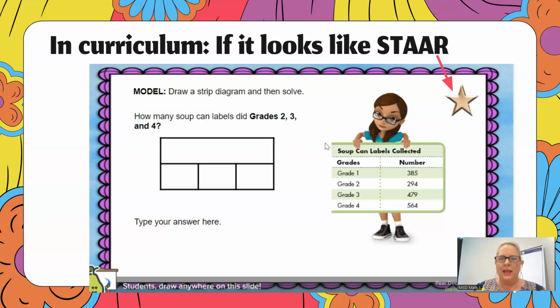So like this question is actually from your textbook, and we just added a little piece to it. We added the model of drawing a strip diagram and then solving. So this is asking how many soup can labels did grade 2, 3, and 4 collect? Well, look at this. Grade 2, 3, and 4. Oh, we're adding 3 numbers. What does that look like that we just saw in planning? And in the strip diagram, you would write in grade 2 collected 294, grade 3 collected 479, and grade 4 collected 564. And then this would be a question mark because we're looking for our total.